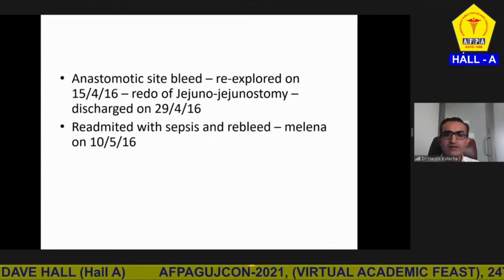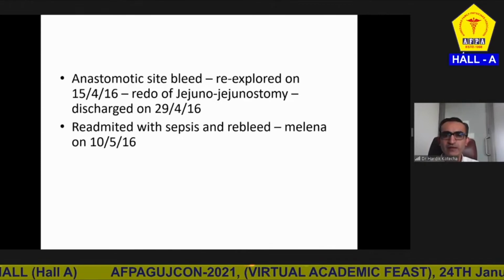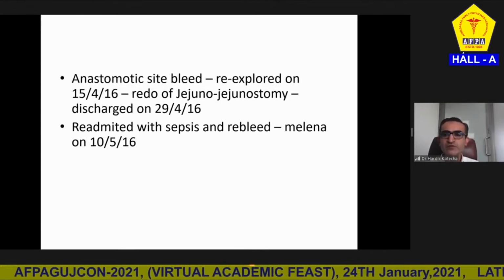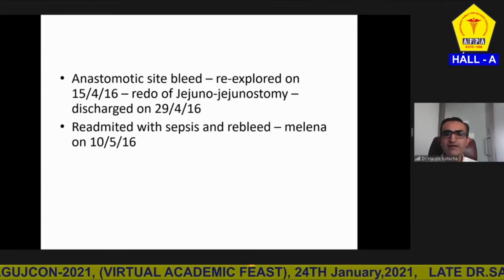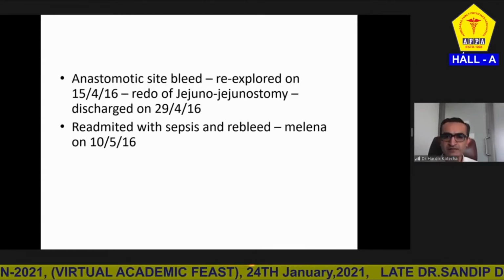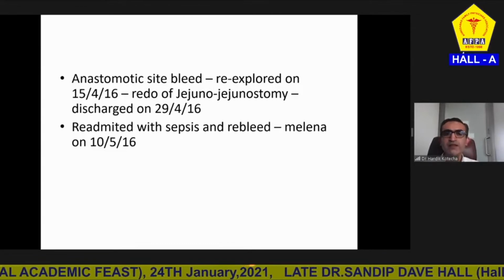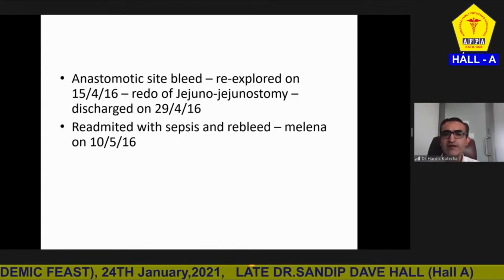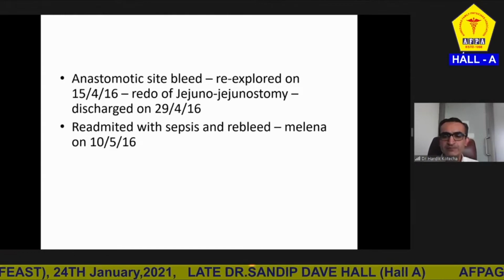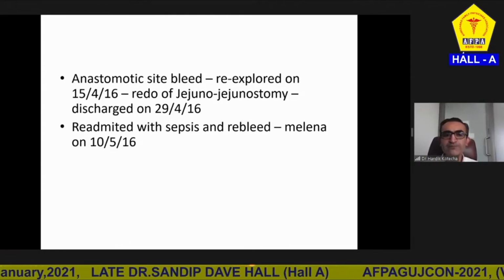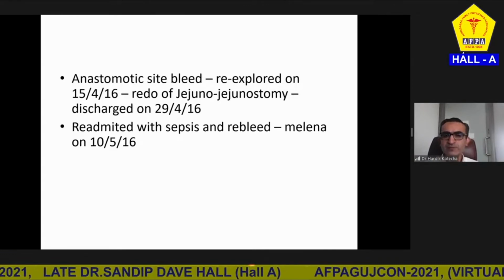In the first hospital stay, he had an anastomotic site bleed. The patient was re-explored and a redo jejunojejunostomy was made and ultimately discharged after 15 days of the second surgery. He was readmitted with sepsis after 10 days. He was having fungal infection. He was in shock. He was an elderly guy, diabetic, and he was on vasopressor support in the ICU.